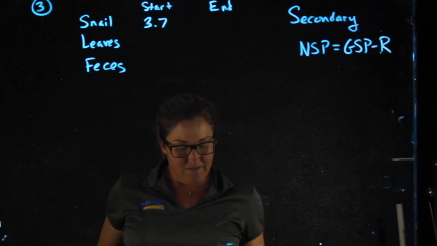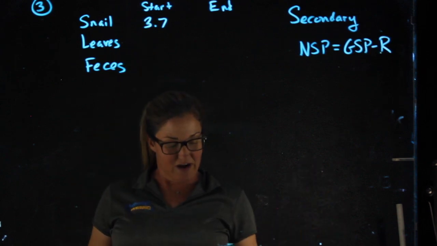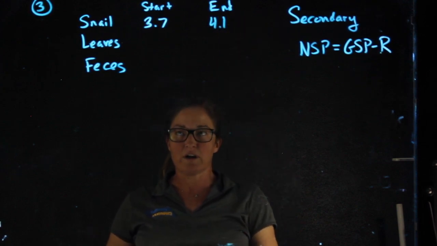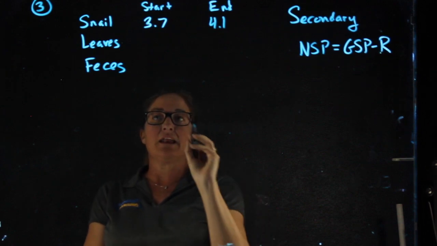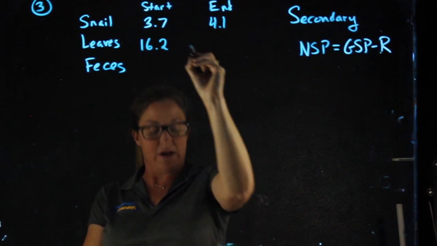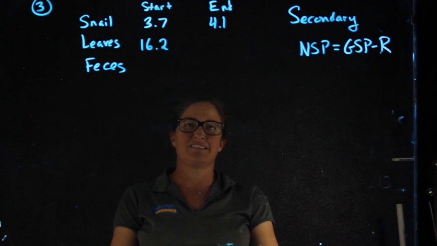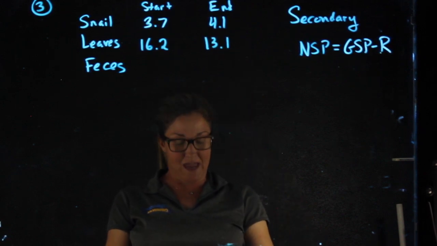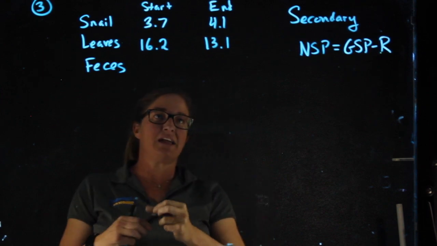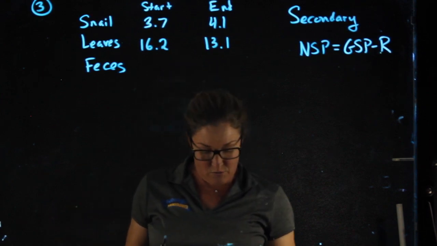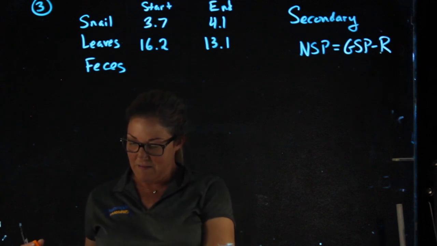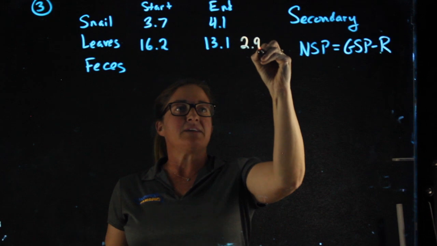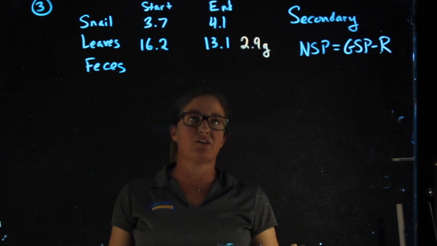Our snail at the beginning of a 2-week experiment weighed 3.7 grams. The little guy gained some weight and after 2 weeks weighed 4.1 grams. At the beginning of the 2 weeks, 16.2 grams of leaves were put into the snail's cage. At the end of 2 weeks, 13.1 grams remain. That tells me the difference between these two numbers, which appears to be 2.9, tells me that the snail ate 2.9 grams of leaves.